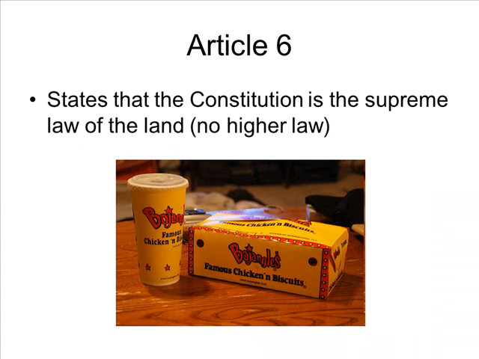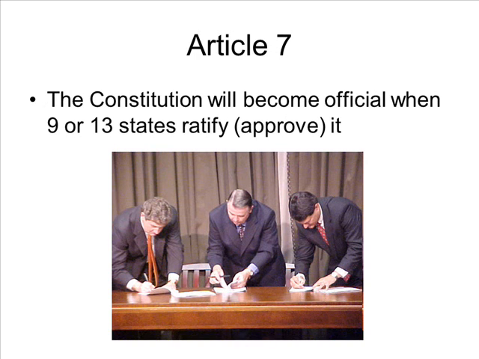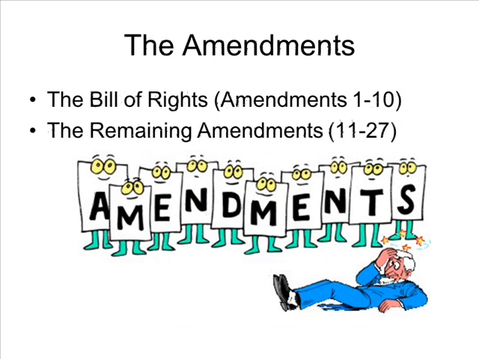Article 6 is going to simply state that the Constitution is the highest law that we must follow. It's the supreme law of the land. No other law is going to go over it, and no other law is more important than the Constitution. Finally, Article 7 states that the Constitution will become official when 9 out of 13 states approve it, or ratify it. So it goes over why and how the Constitution will come into fruition.